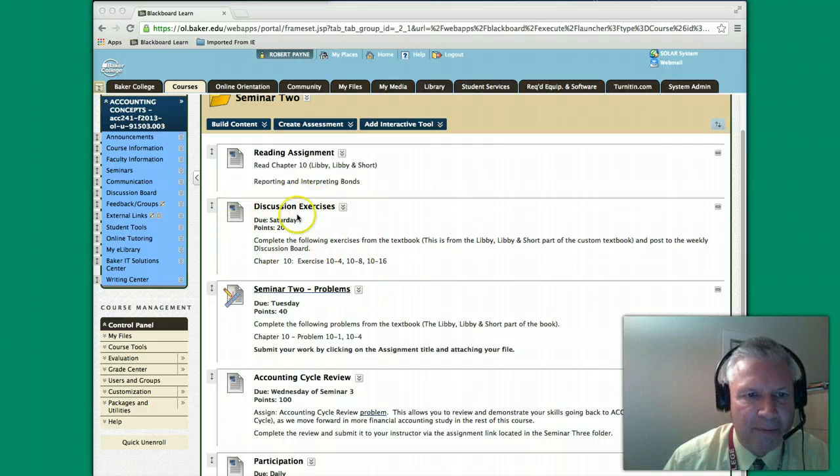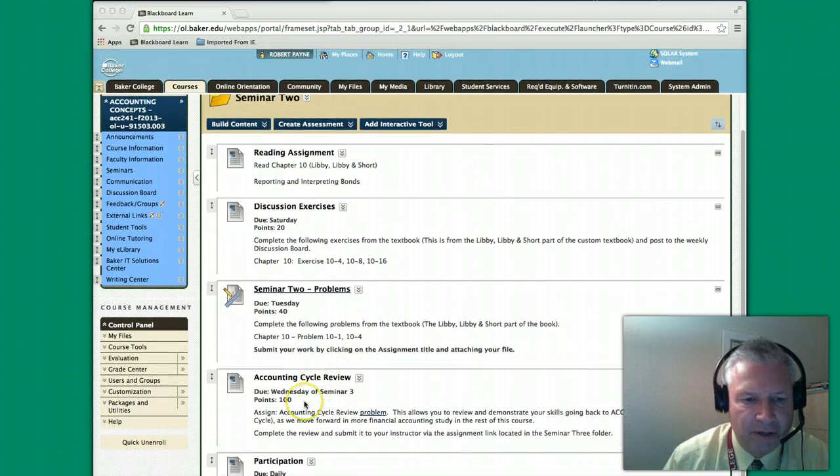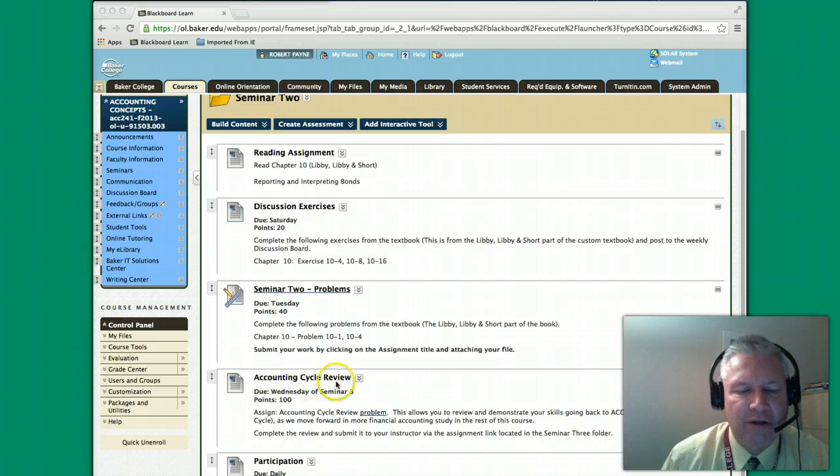So the usual setup of the class: we have discussion exercises for Saturday. We have our problems for Tuesday, and there's two of them, 10-1 and 10-4. The discussion questions will get submitted, the exercises will get submitted to the discussion board, and the problems to the assignment link. There's also an additional assignment this week, just like there was in week 1 where you had the quiz, and this is an accounting cycle review.